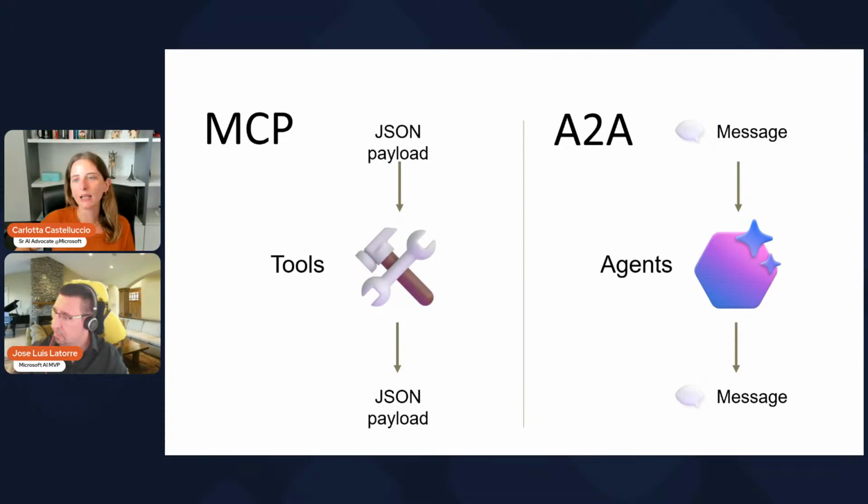While A2A, the A2A protocol announced by Google a couple of months ago, is focused on enabling communication and collaboration between autonomous AI agents. So basically, similar to what MCP does for tools, A2A does it for agents, as it offers a standardized way for agents of different providers or built with different frameworks to talk to each other.